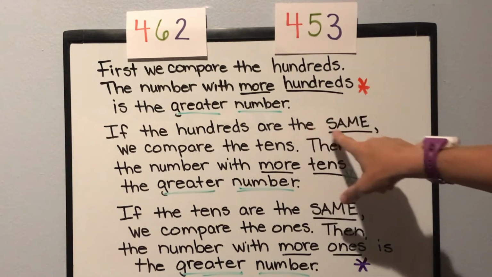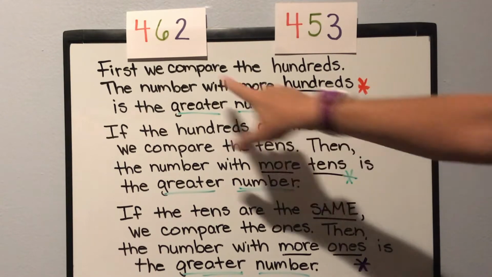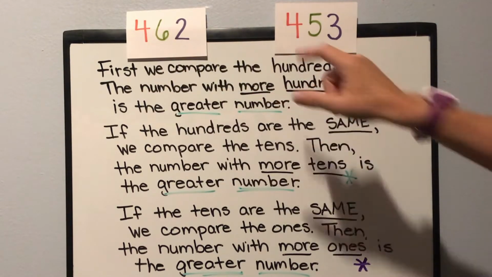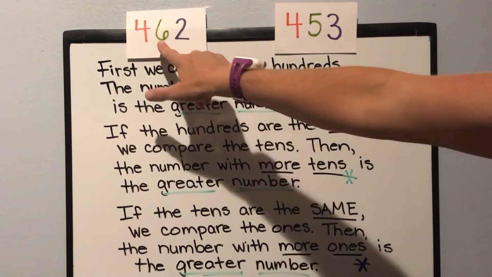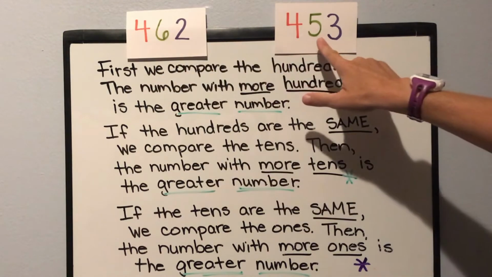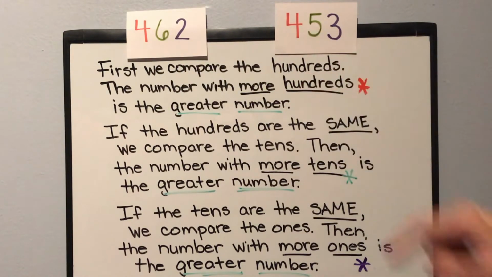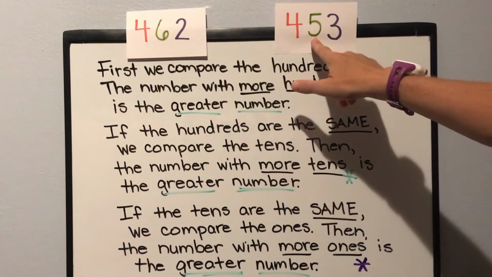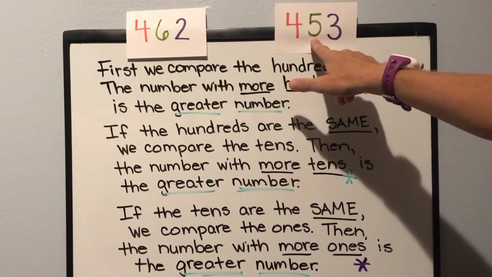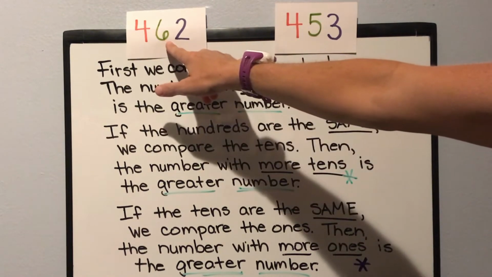If the hundreds are the same, and they're the same, we're going to need to move over to the next place value, which is our tens. So we compare our tens place. We have a 6 and we have a 5. And the number with more tens is the greater number. Well, this is 6 tens and this is only 5 tens. So the number with 6 tens is the greater number.